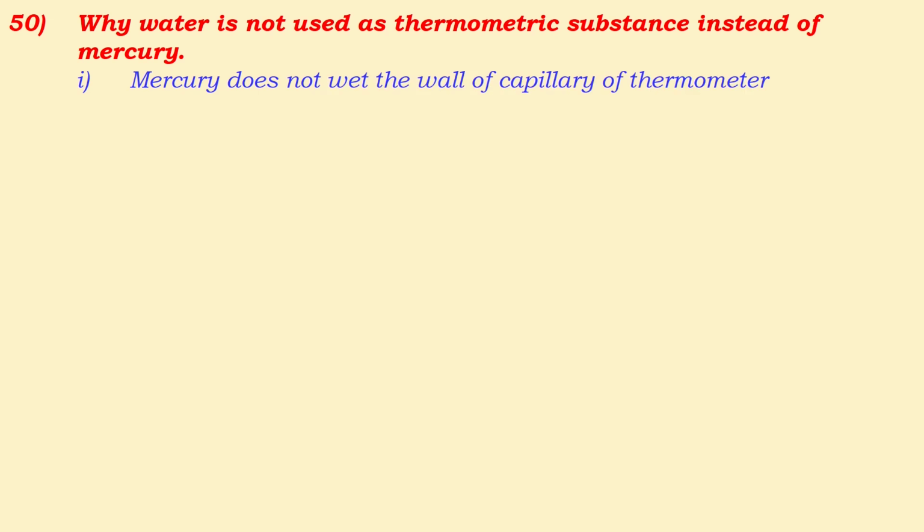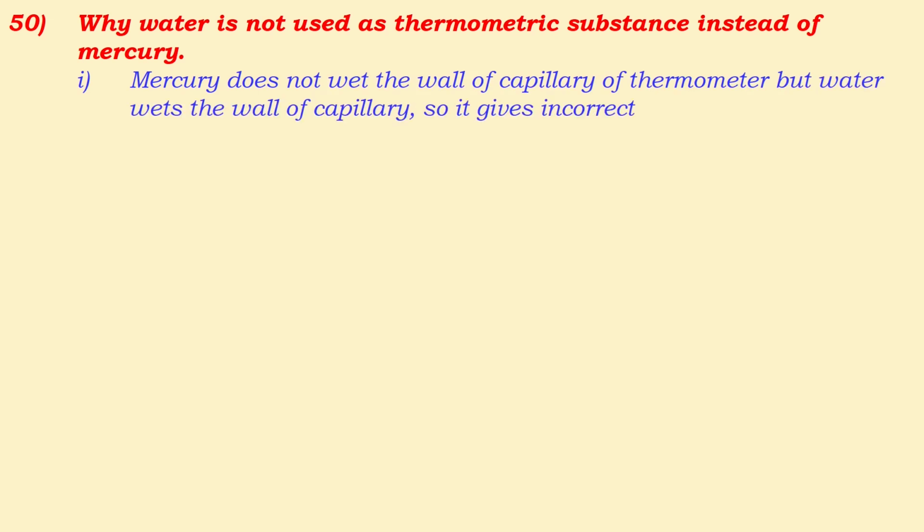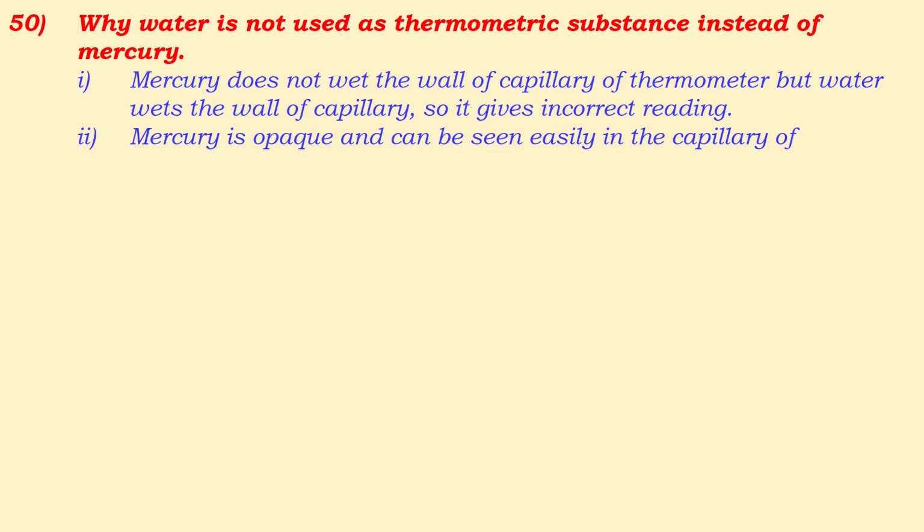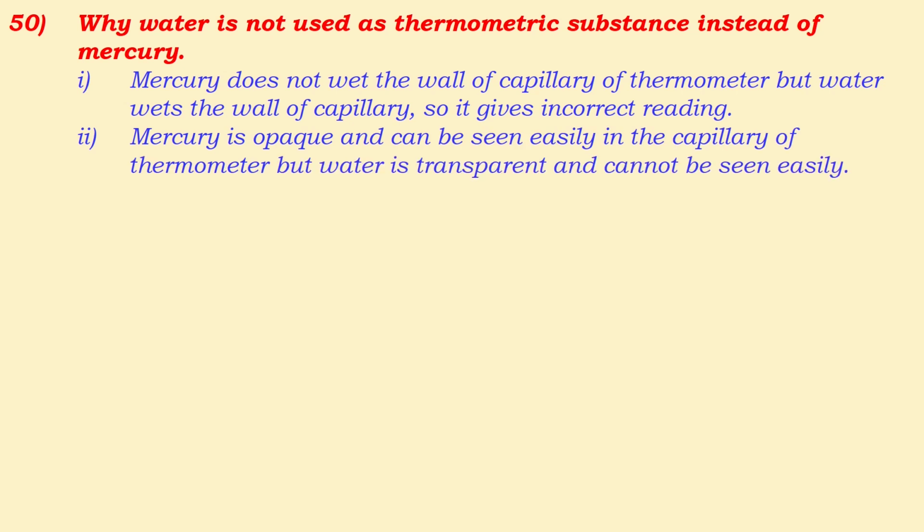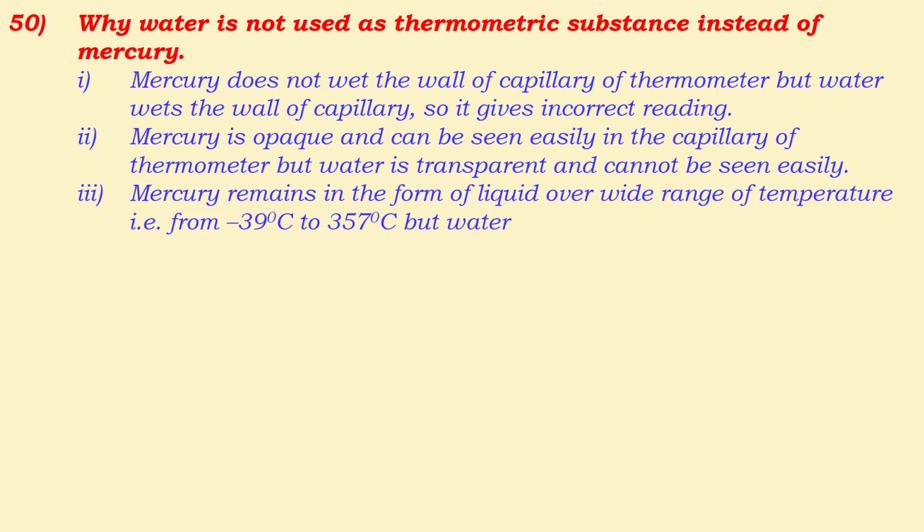Number one, mercury does not wet the wall of the capillary of the thermometer, but water wets the wall of the capillary. So it gives an incorrect reading. Number two, mercury is opaque and can be seen easily in the capillary of the thermometer, but water is transparent and cannot be seen easily. Number three, mercury remains in the form of liquid over a wide range of temperature, that is from -39 degrees Celsius to 357 degrees Celsius, but water remains in liquid form from 0 degrees Celsius to 100 degrees Celsius only. That's why we prefer mercury.